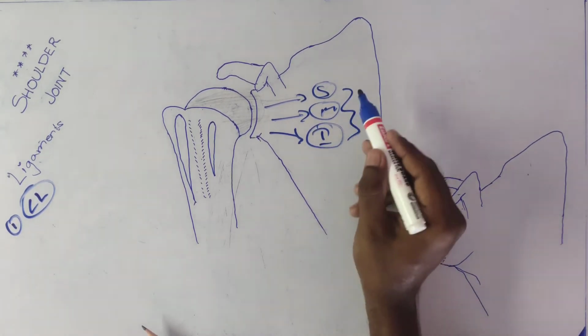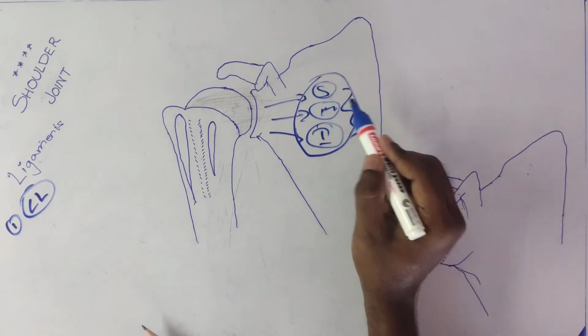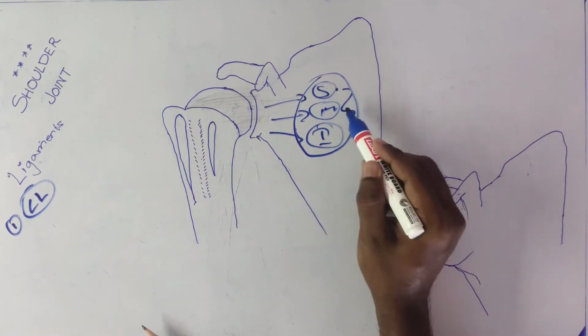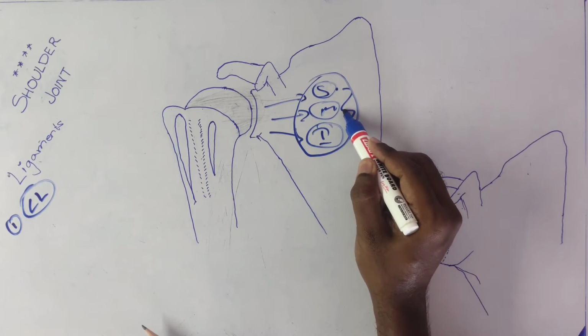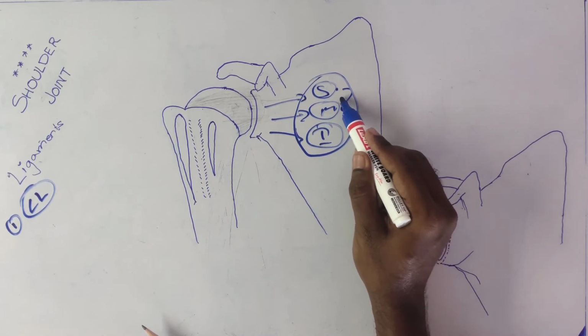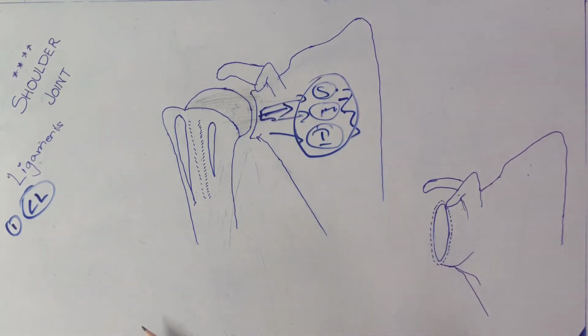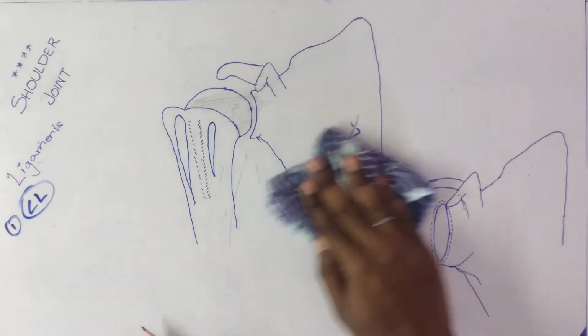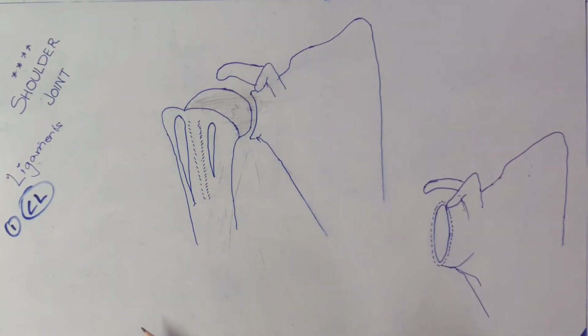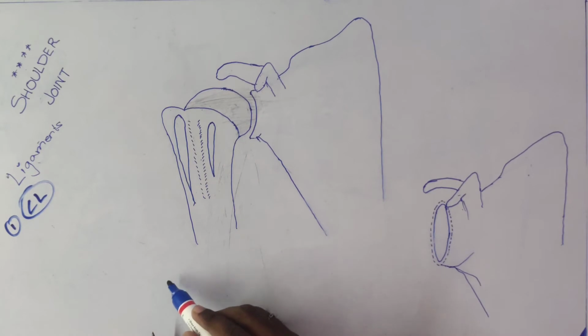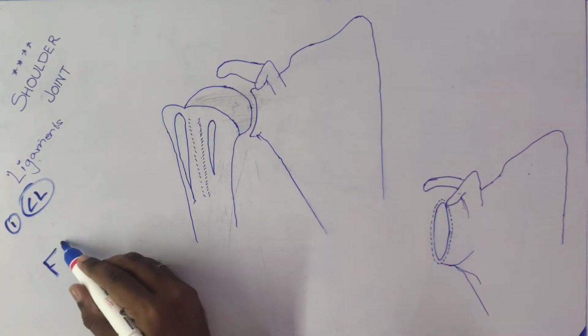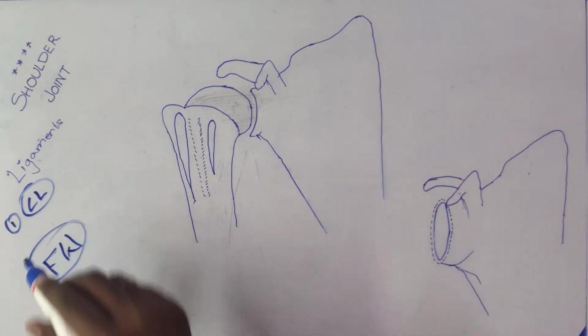Between the superior and middle glenohumeral ligaments, there is the weakest point for dislocation. This weakest point is called the foramen of Weitbrecht. I will write it here: foramen of Weitbrecht.